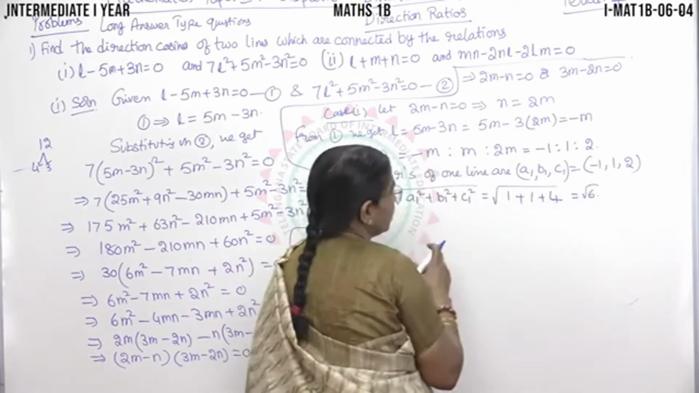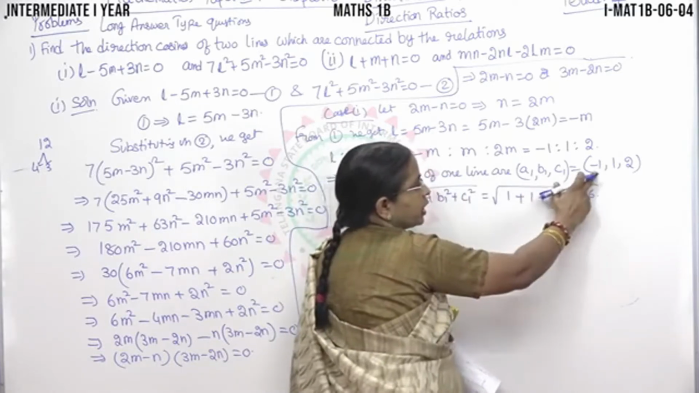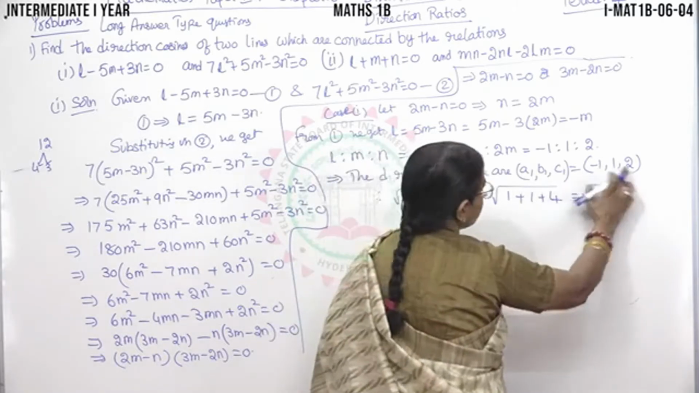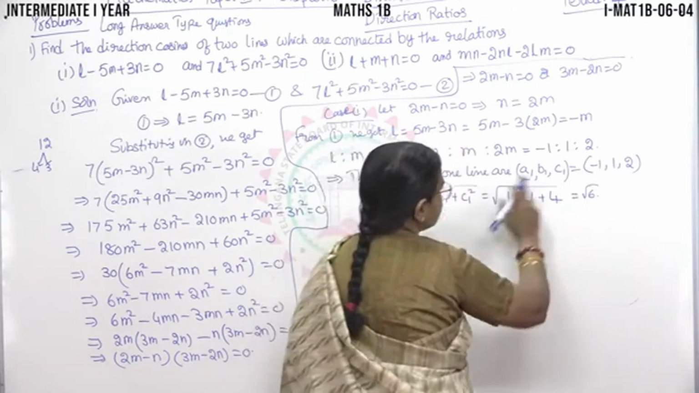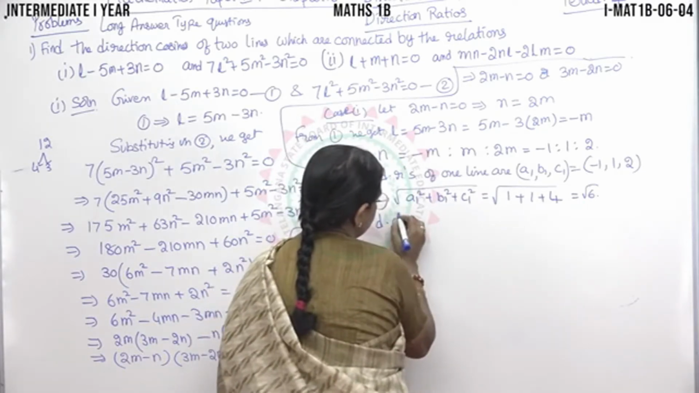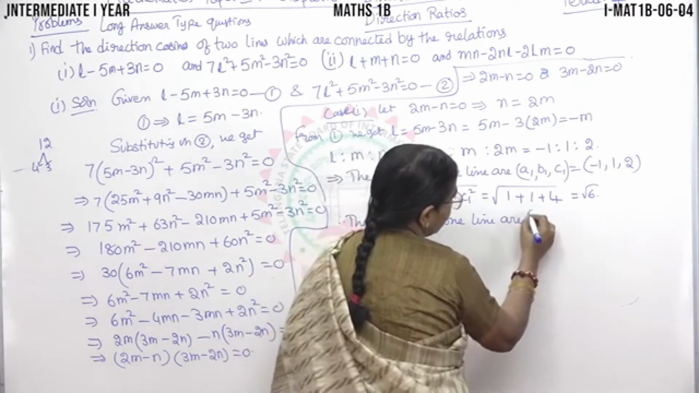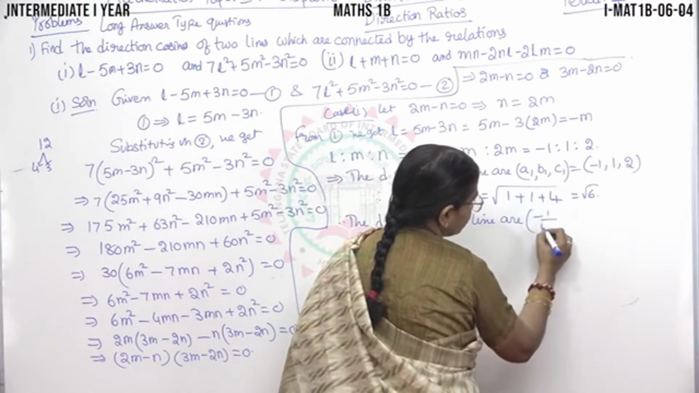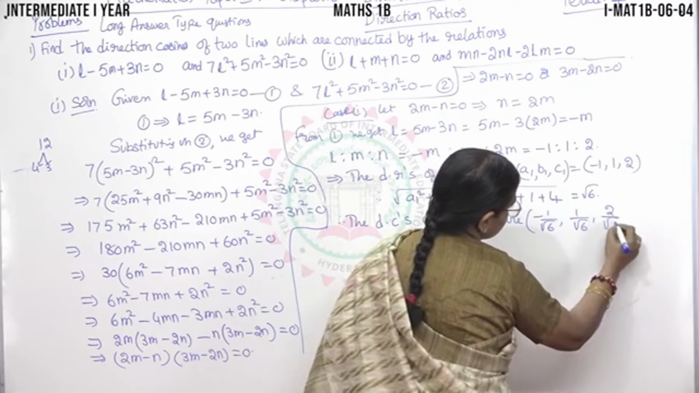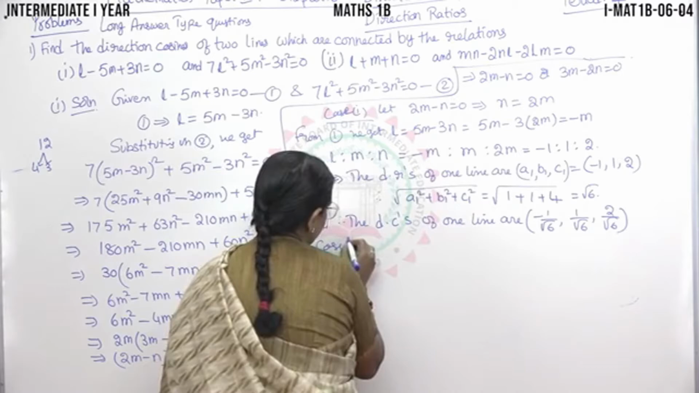So now when you know the direction ratios, you can find the direction cosines by dividing each of them by the root of the sum of the squares. So the DCs of one line are, what is it? Minus 1 by root 6, then 1 by root 6, and then 2 by root 6. So this is one value. Next, case 2. We'll take case 2.